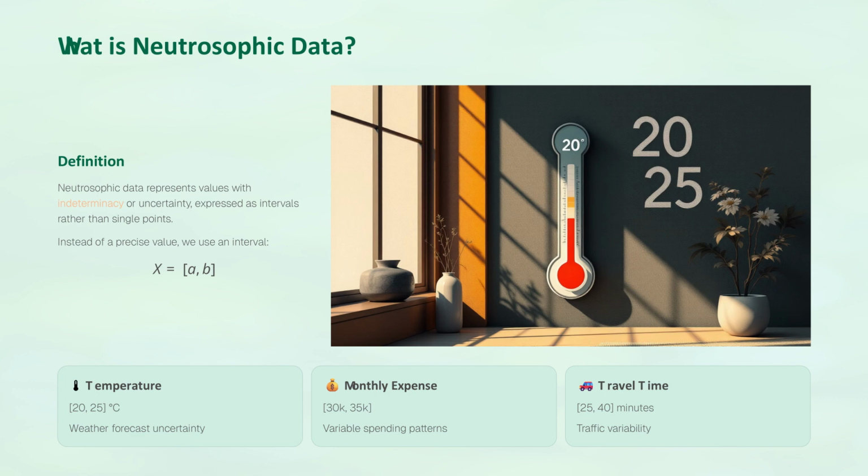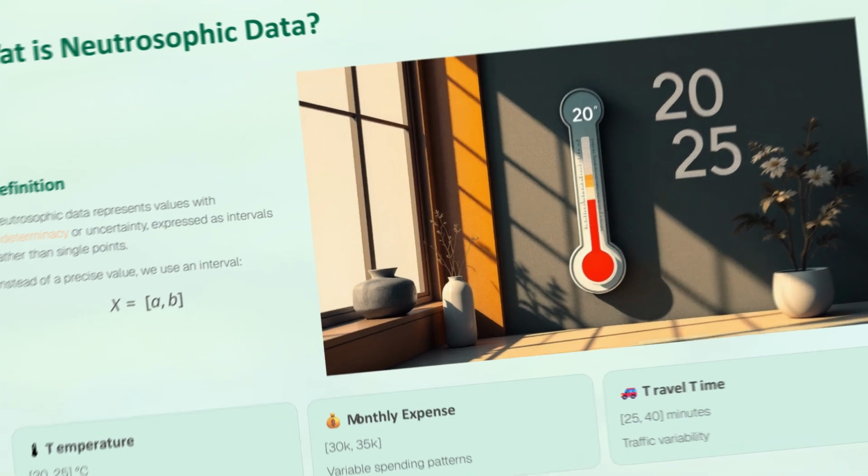Similarly, monthly expenses may not be fixed. A person might say their expenses are between $30,000 and $35,000. Travel time is another common example. It may vary between 25 and 40 minutes depending on traffic. So, Neutrosophic data allows us to model real-world situations more realistically by capturing this uncertainty directly, instead of ignoring it.